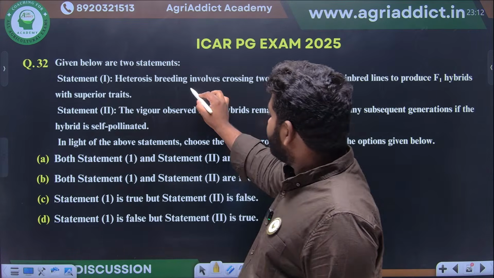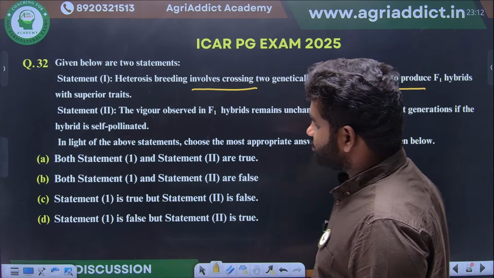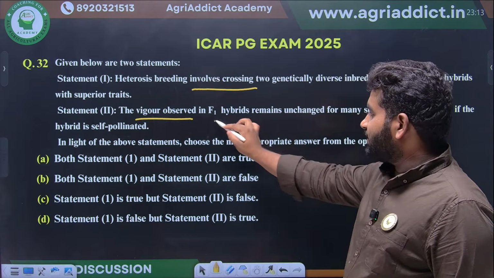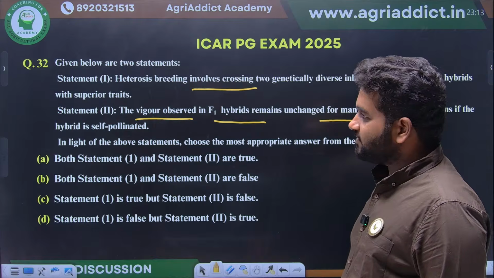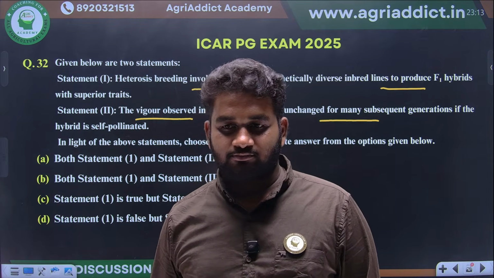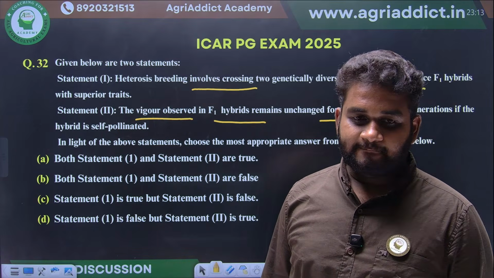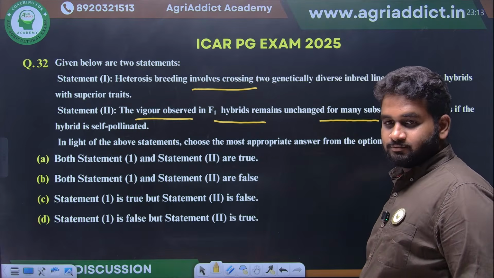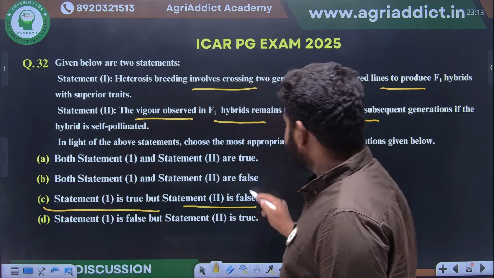Heterosis breeding involves crossing two genetically diverse inbred lines to produce F1 hybrids with superior traits. Your statement 2 says the vigor observed in F1 hybrids remains unchanged for many subsequent generations if the hybrid is self-pollinated. Tell me the answer. Statement 1 is true and statement 2 is false.